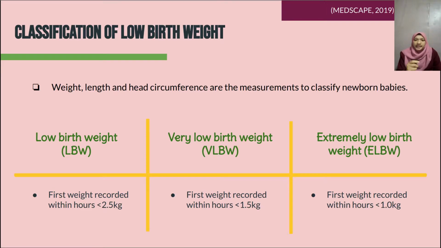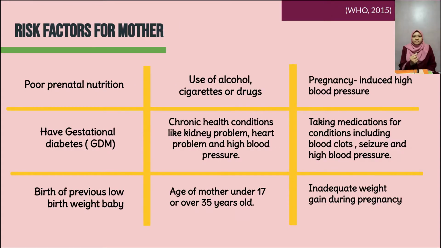Weight, length, and head circumference are the measurements to classify newborn babies. To classify them, newborn babies will be measured in their first hour of life or not later than 48 hours of life. This is cited from Medscape in 2019. If the measurements taken are below the 10th percentile, they are classified as small for gestational age, or SGA.